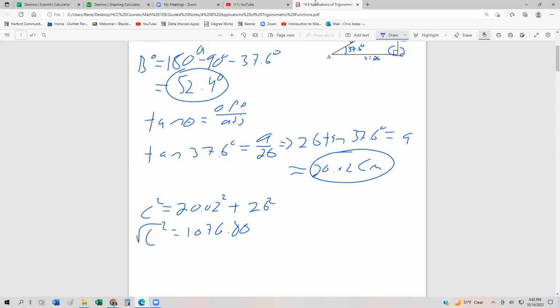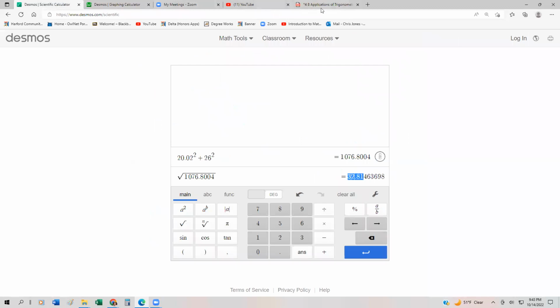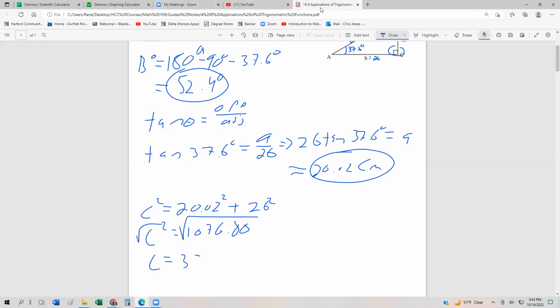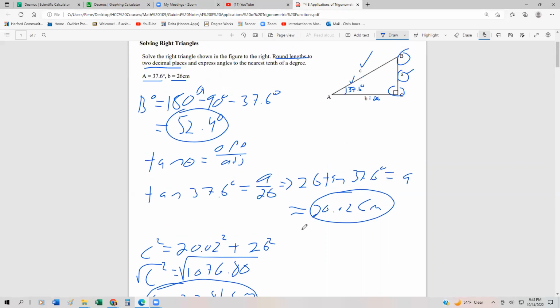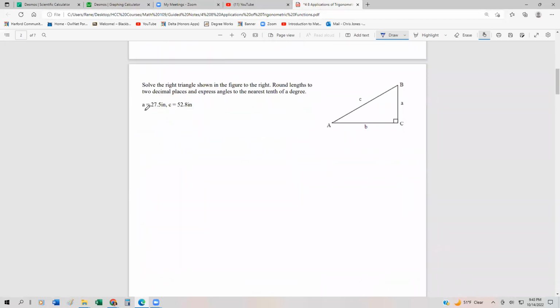And then we take the square root of both sides. And we said that that was going to be our 32.81 centimeters. All right, so that's how we can go ahead and solve the missing sides of a right triangle. Okay, now what if we're just given two sides?